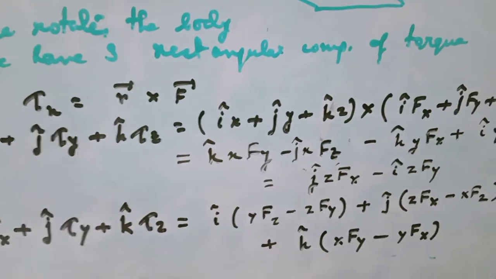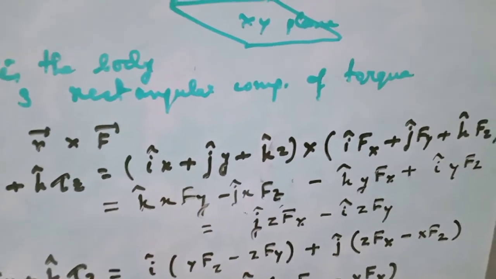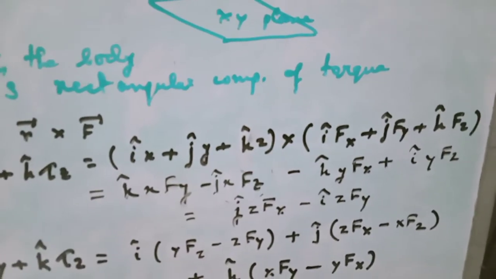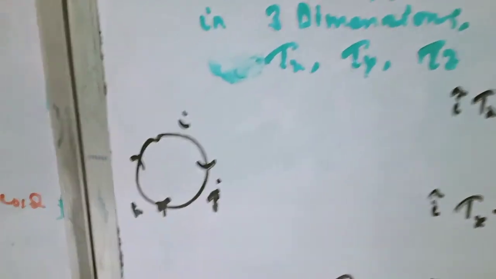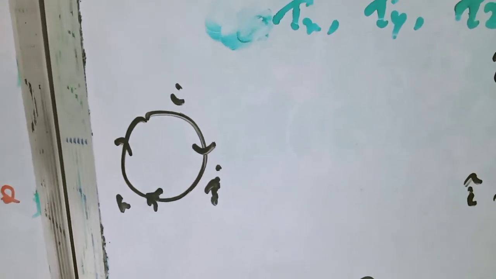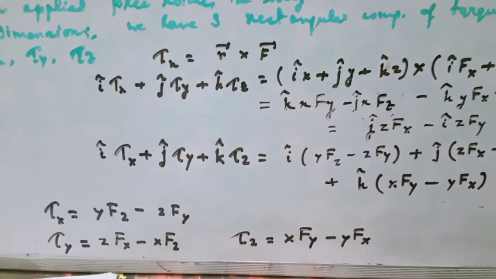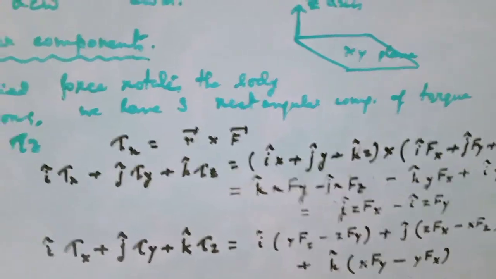Then r cross F, where r is the perpendicular distance, is i cap x, j cap y, plus k cap z, and F is written as Fx, Fy, Fz, with the unit vectors placed. And you know that i cross i is equal to 0, and you know the rule from vector multiplication: i cross j will give you k, j cross k will give you i, and i cross k will give you minus j, as it is in the opposite direction. In this way this has been resolved, the values are compared on either side, and tau x, tau y and tau z have been calculated. This will be of great help while calculating numericals.